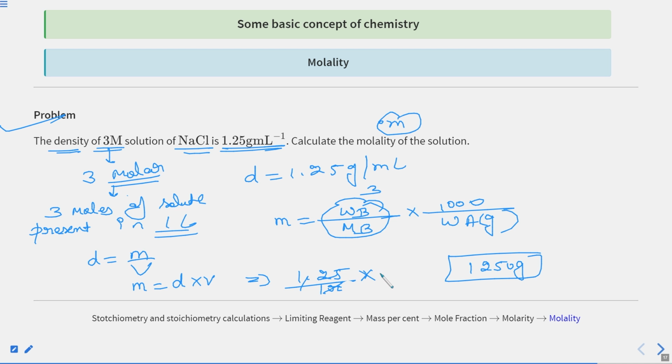1250 gram is WA. This is what you are getting as WA. Let's put here. So molality will be 3 moles of solute into 1000 by 1250. 0 cancel, and then you can see 300 by 125 and you will get this molality.